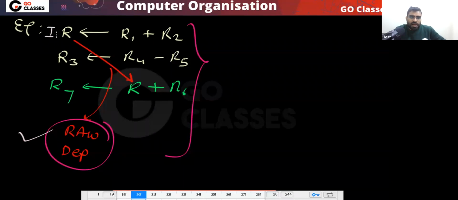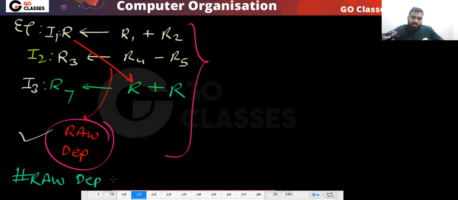Now, this is your instruction I1 and instruction I3. So this is the dependency. Remember, dependency is between registers or between instructions. Is it between registers or between instructions? Like, for example, tell me how many RAW dependencies there are. Number of RAW dependency, is that 2? That is only 1, because this dependency, if you notice, is between I1 and I3.